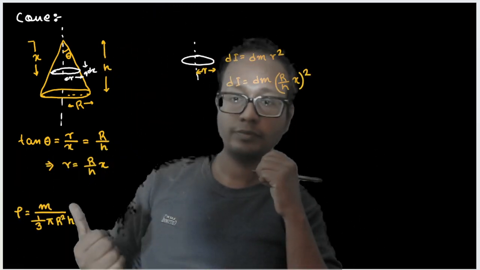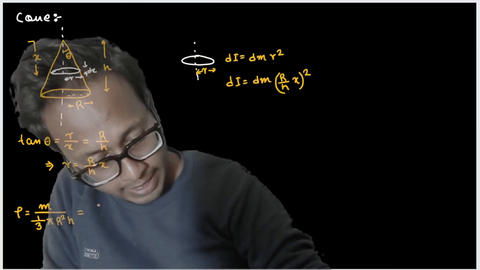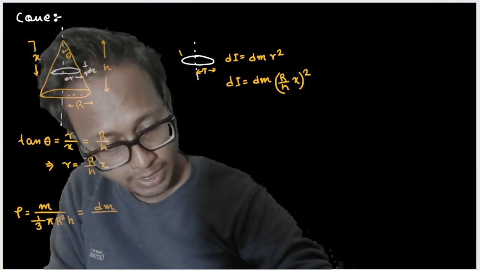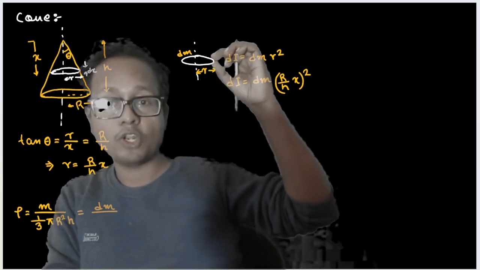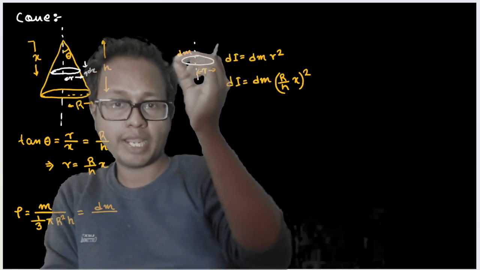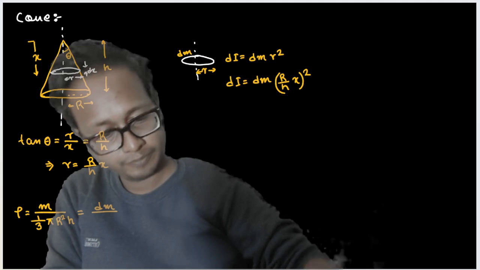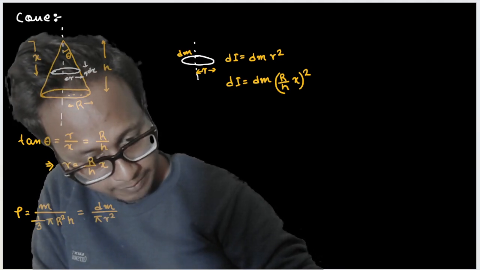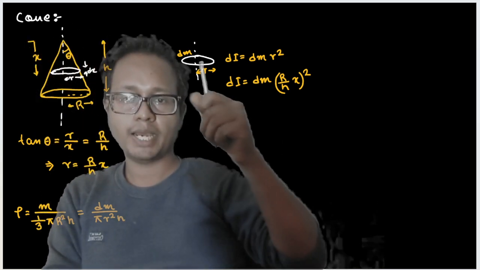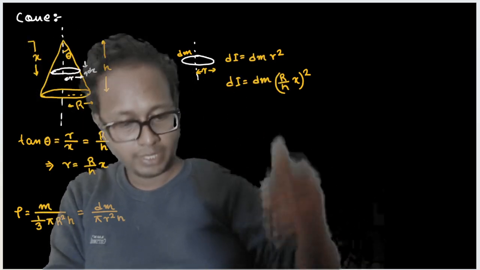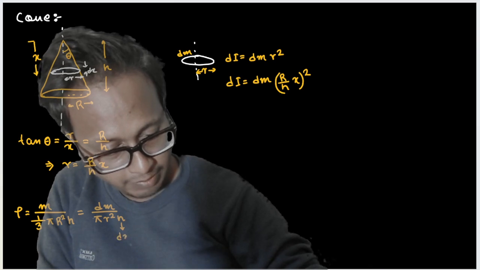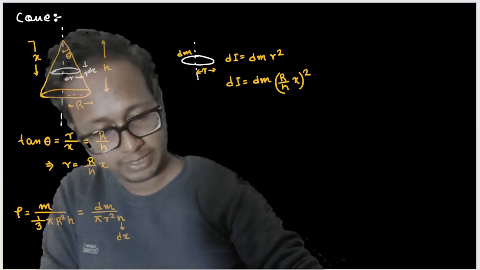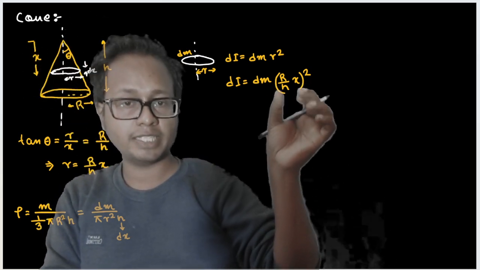This is equal to the elemental mass of the disk, which is dm here, divided by the volume of the disk. Volume of the disk is nothing but pi r square, the area of the disk, into dx, the height. Here the height of this elemental disk is dx, the thickness of the disk. And r we have found is nothing but capital R by h into x.